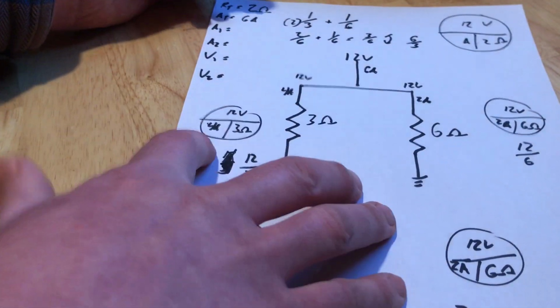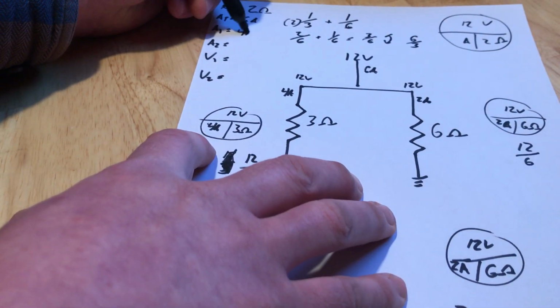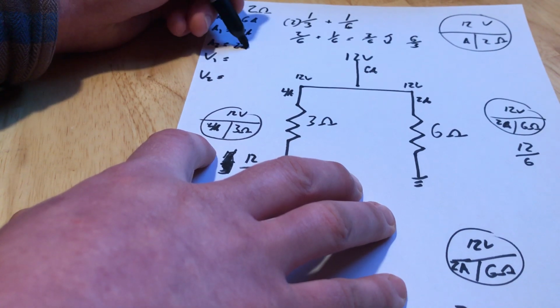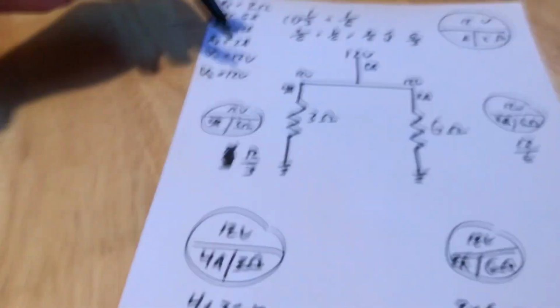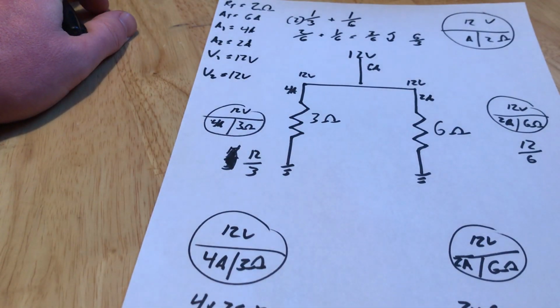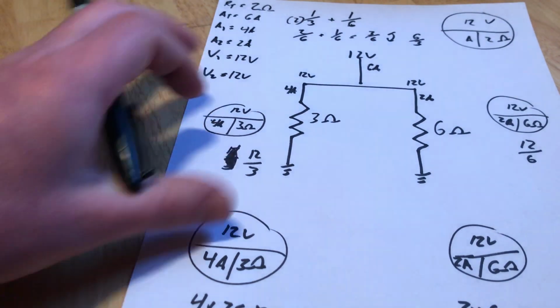So let's write all this down. So I got 4 amps, 2 amps, 12 volts, and 12 volts. Always make sure that you label your work, because 12 doesn't mean the same as 12 volts, right? It could be 12 potatoes, it could be 12 tomatoes, it could be 12 tacos, which I would much prefer the 12 tacos over the other 2 options.